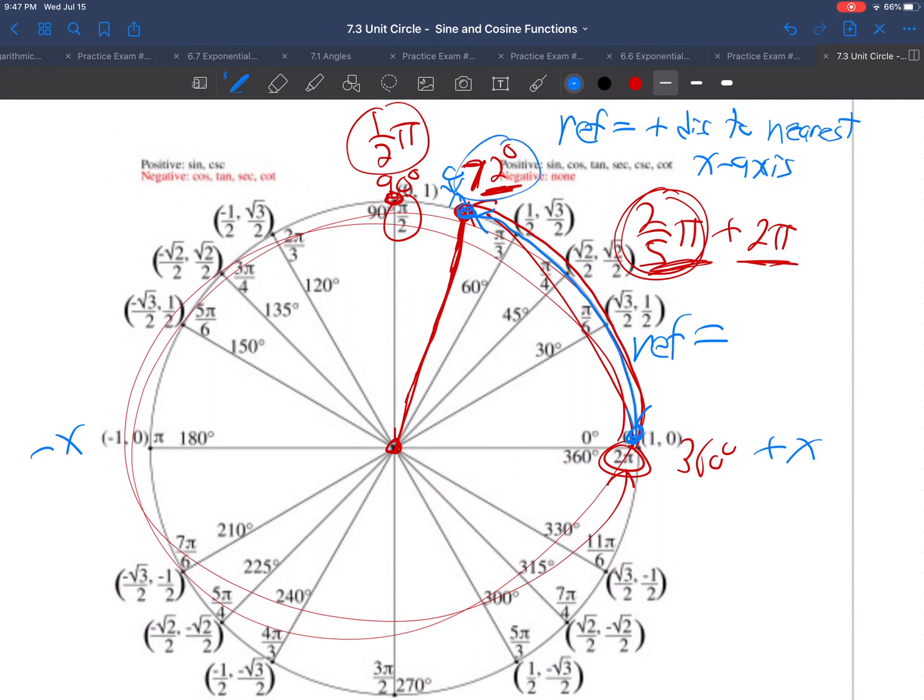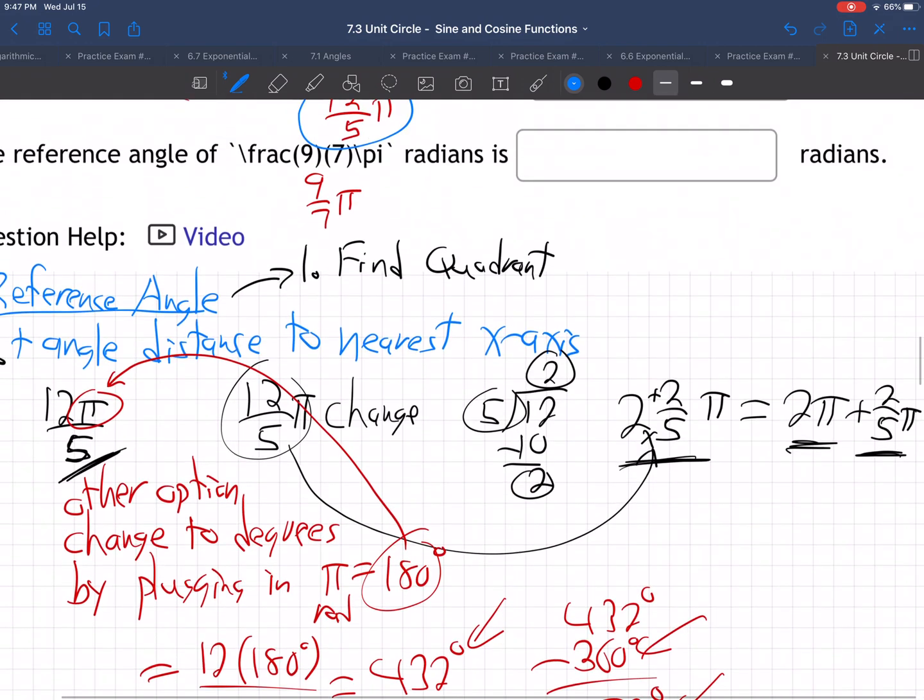But we can't give an angle in degrees. We have to give it in radians. So it's going to be the 2/5 pi, isn't it? Because from here to here is 2/5 pi, because we went around a whole 2 pi and 2/5 pi more. So that reference angle, that distance from here to here, must be 2/5 pi. Do you see that? That's the reference angle.